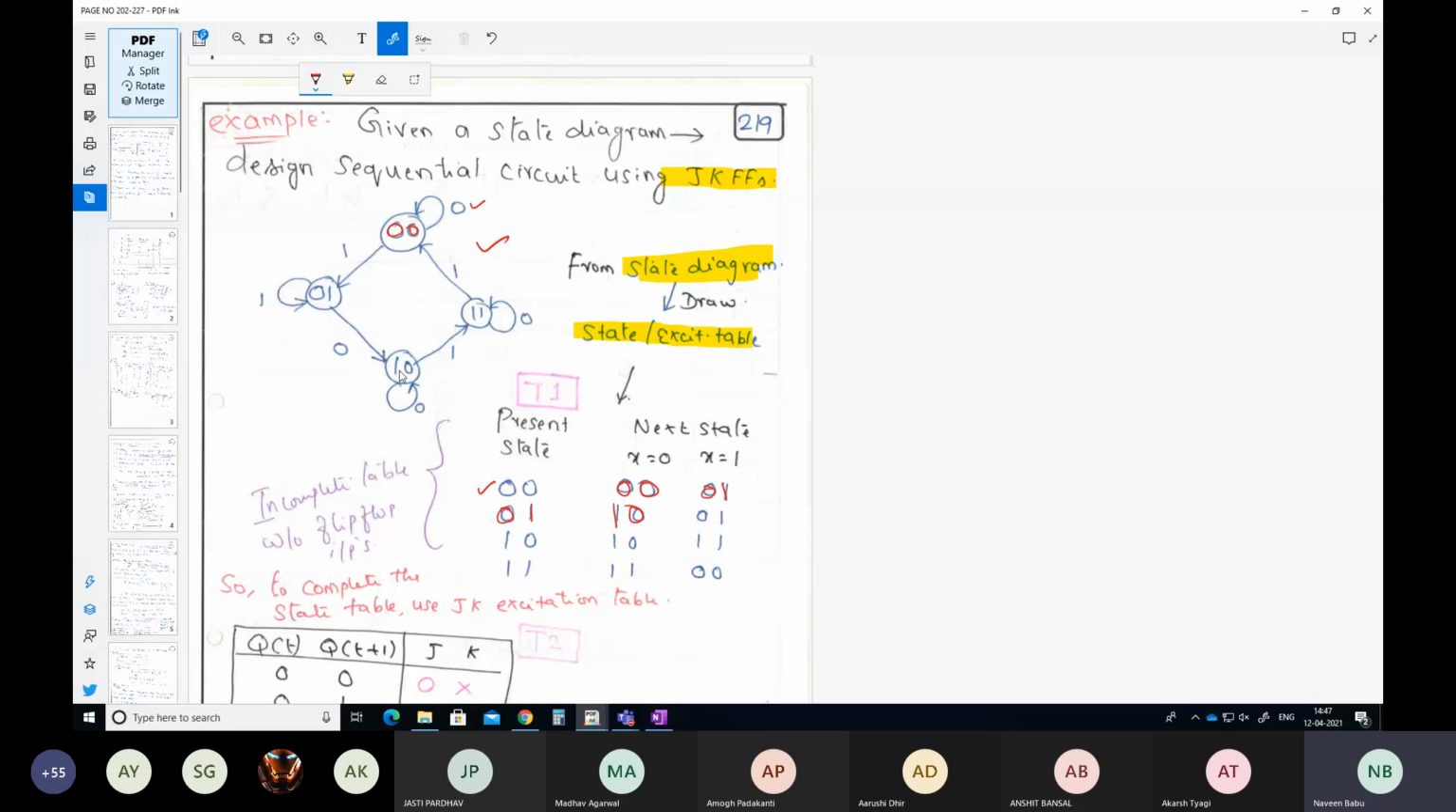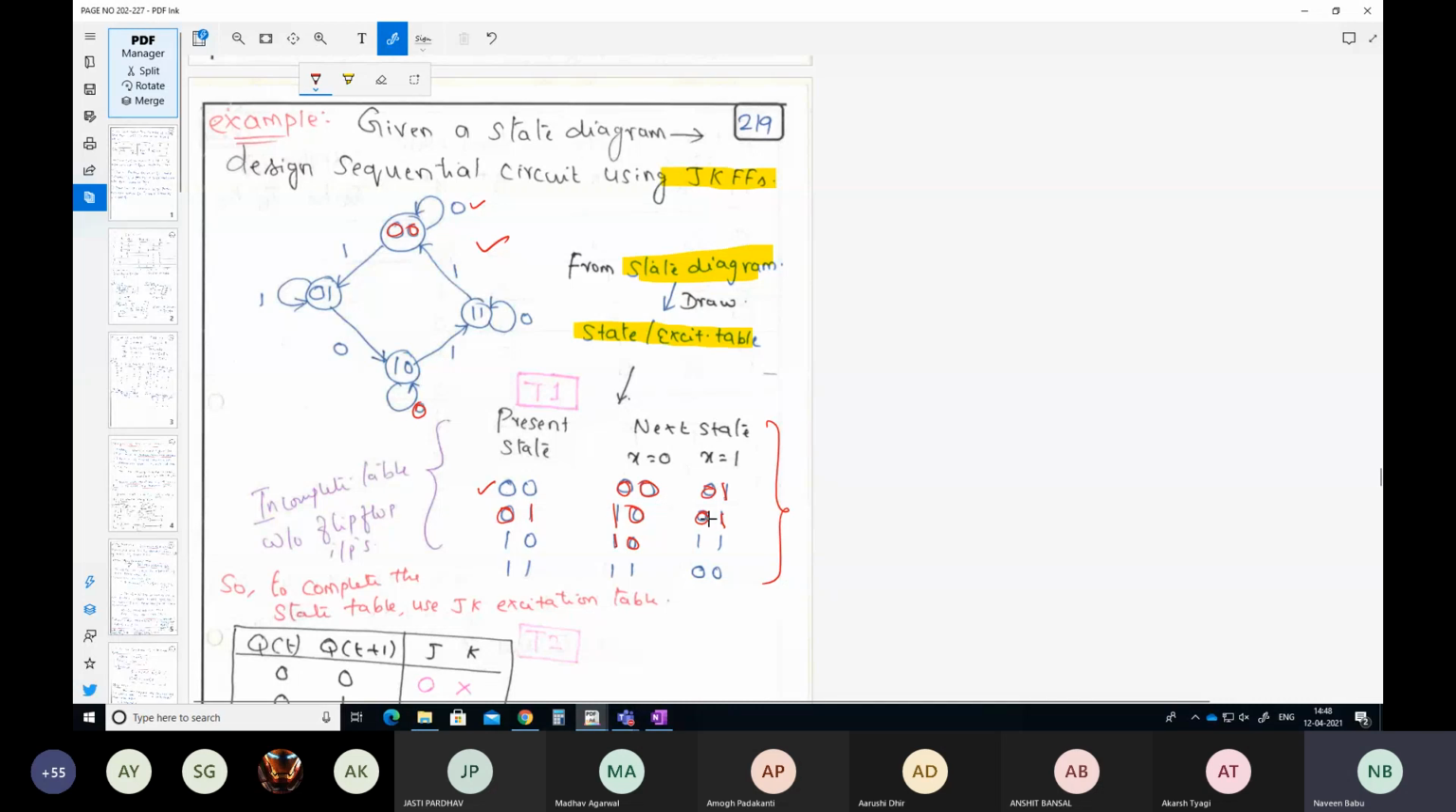We are moving to 1, 0. When our input is 1, we are in the same state, 0, 1. When it is 1, 0, and our input is 0, we are in the same state. So we are in the same state. So likewise, we fill up the table. And if you look at this particular table, this is an incomplete table.